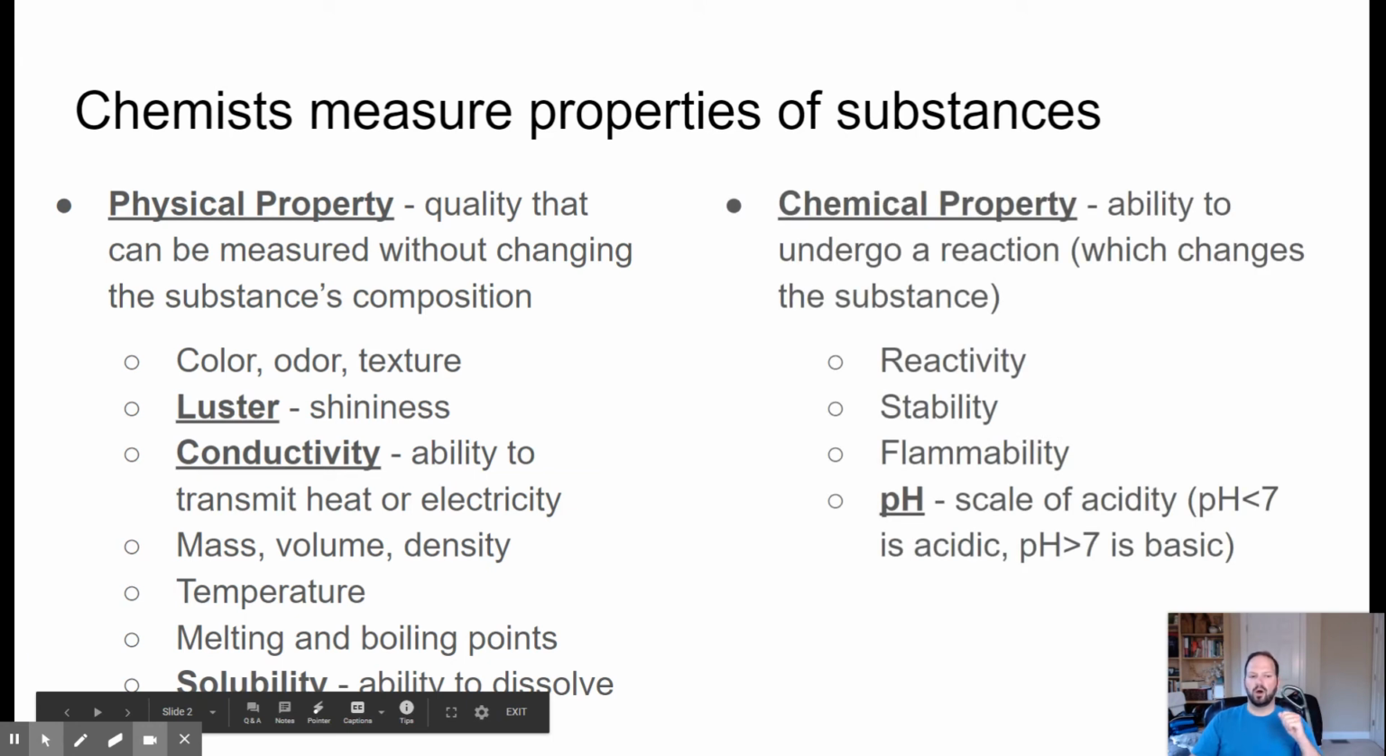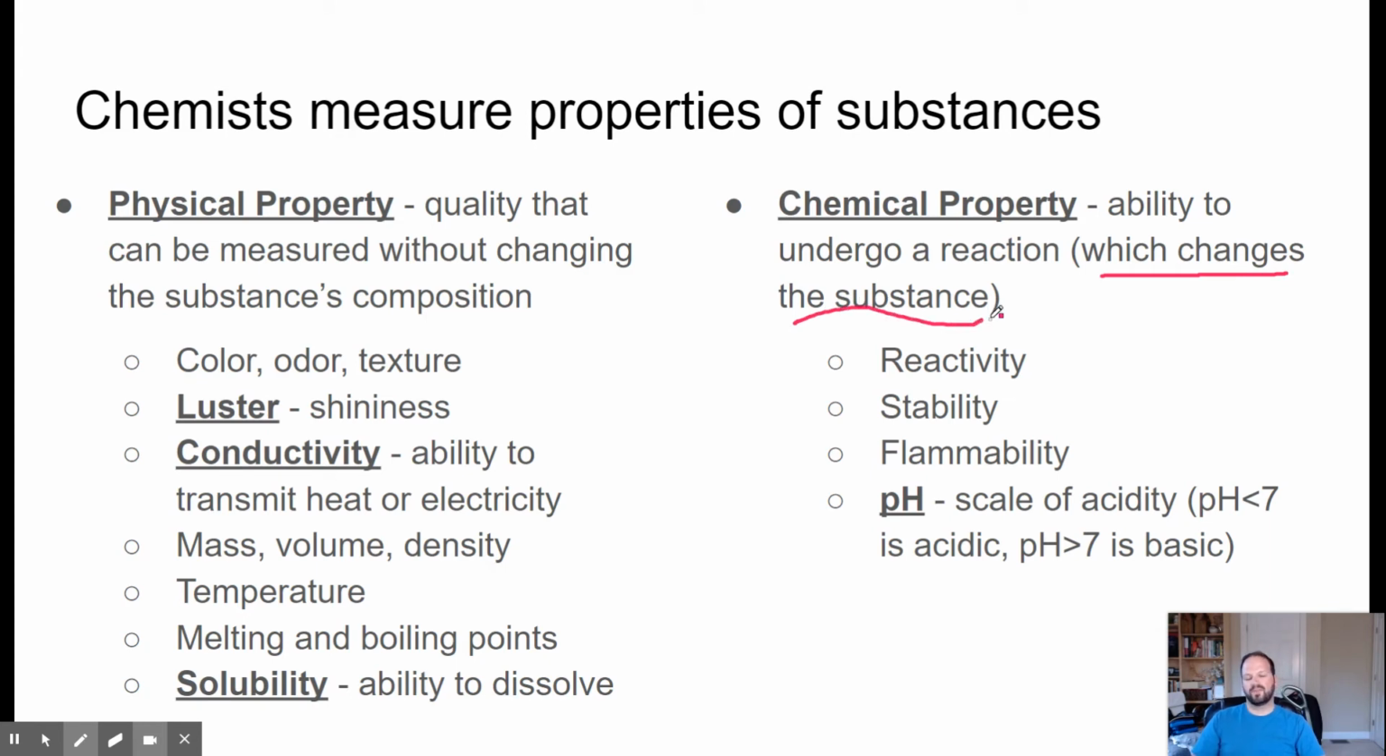Chemical properties are a little different. Chemical properties are also things we can write down. They're observations we can write. But in a chemical property, we can only figure it out if we change the substance. To find out if something lights on fire, you got to light it on fire. That's flammability. Versus a physical property, you kind of just look at it. I mean, you don't change something by looking at it or just putting it on a scale. So that's a physical property.